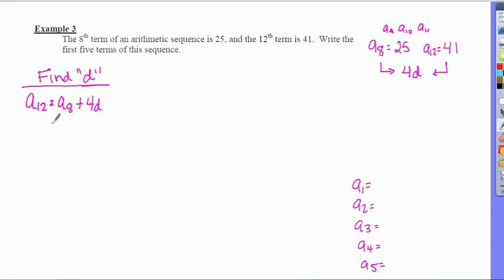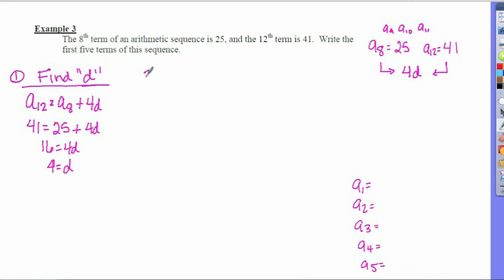So I know that the 12th term is 41. I know that my 8th term is 25, and to get from 25 to 41, I've got to add the difference 4 times. So find out what D is. Subtract 25, you get 16. Divide by 4, and 4 is D. Okay, so that's the first thing that we have to do, is find D.